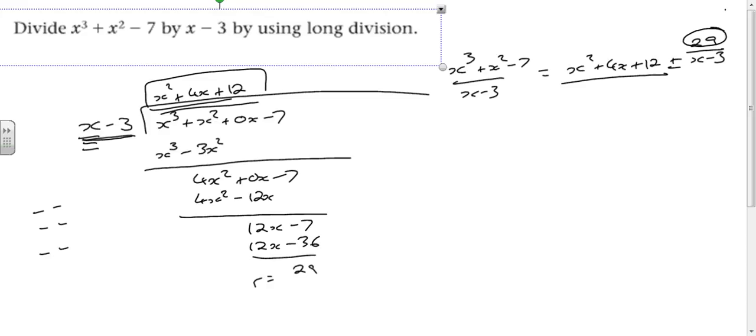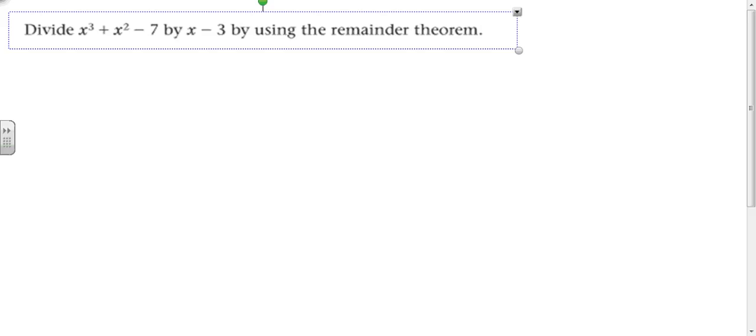Okay, so there is another way to do it if you're not going to use long division. It's the remainder theorem, which I'm not sure if I've got next slide. Yes, I have, so I'll do it on the next slide.